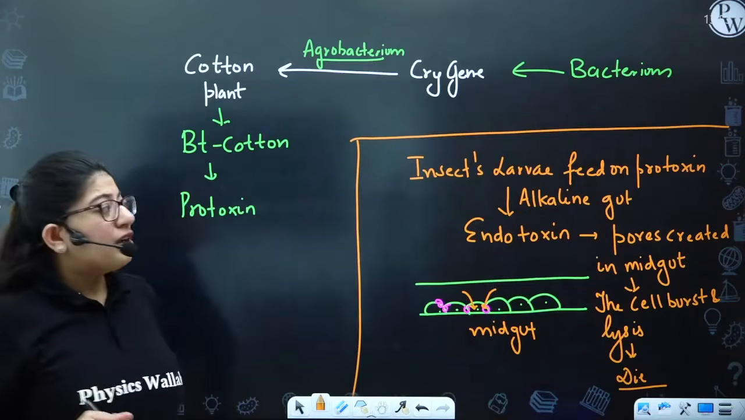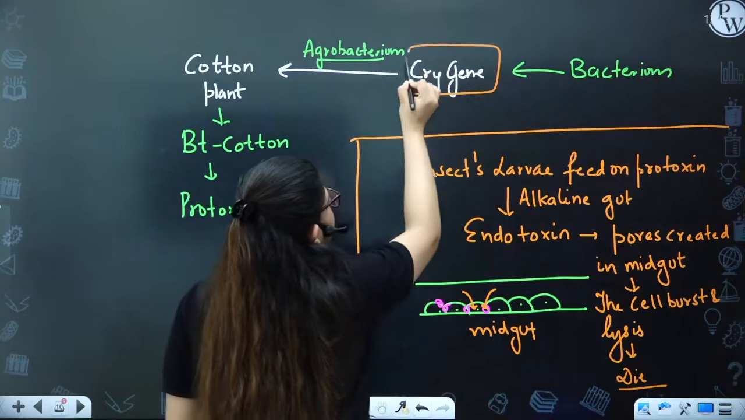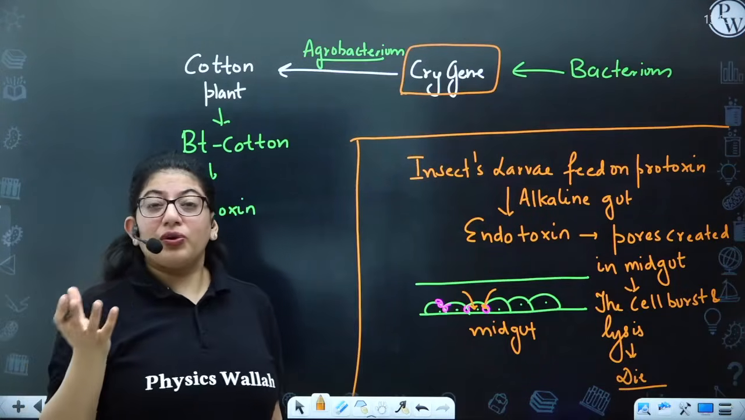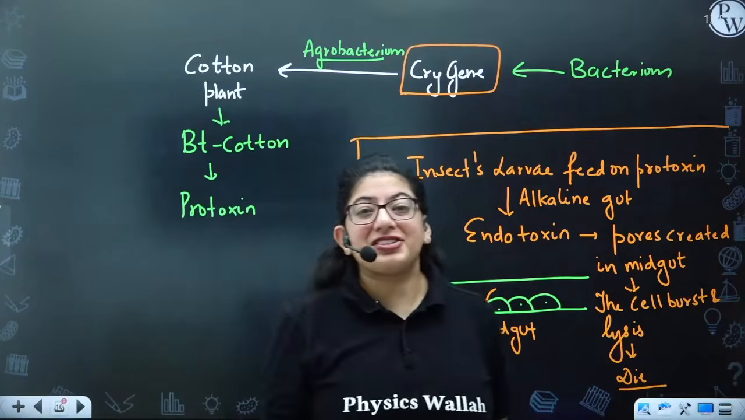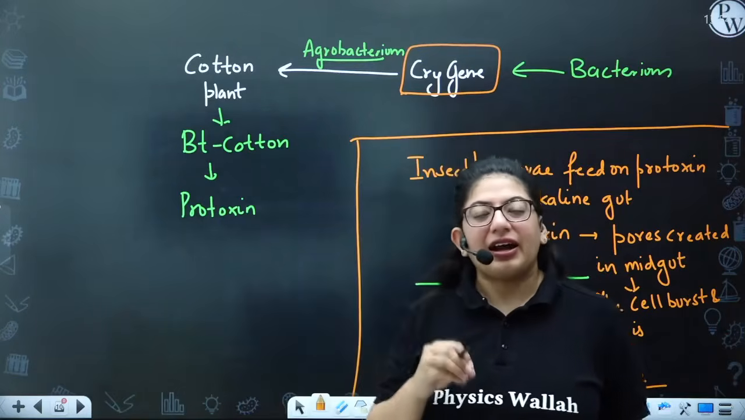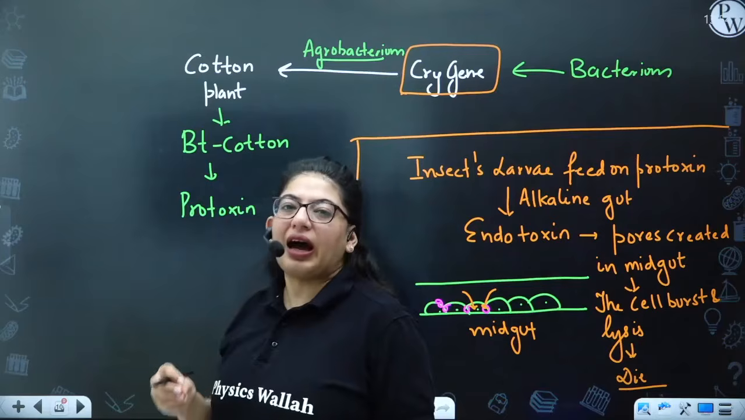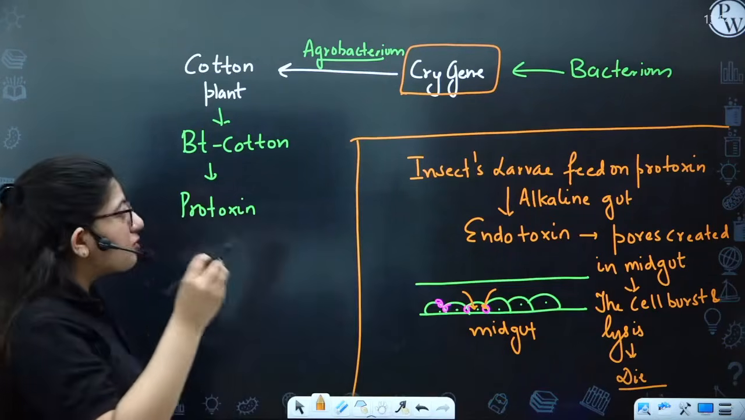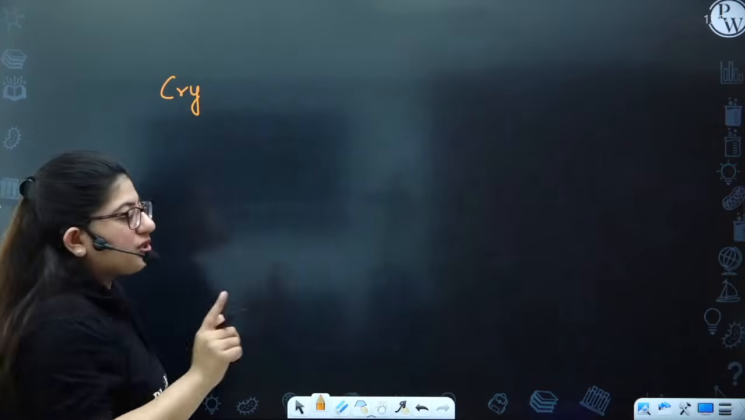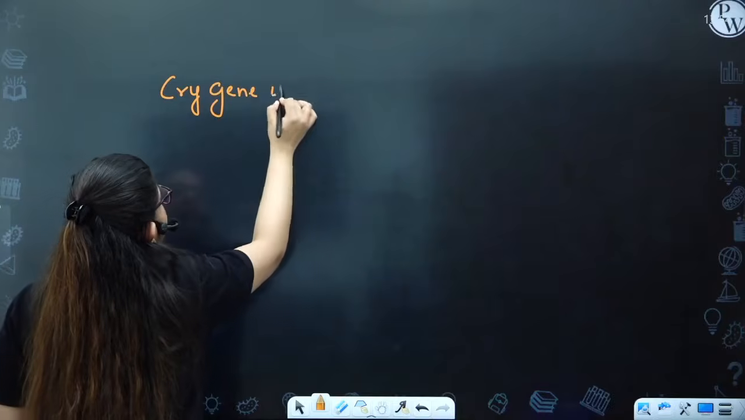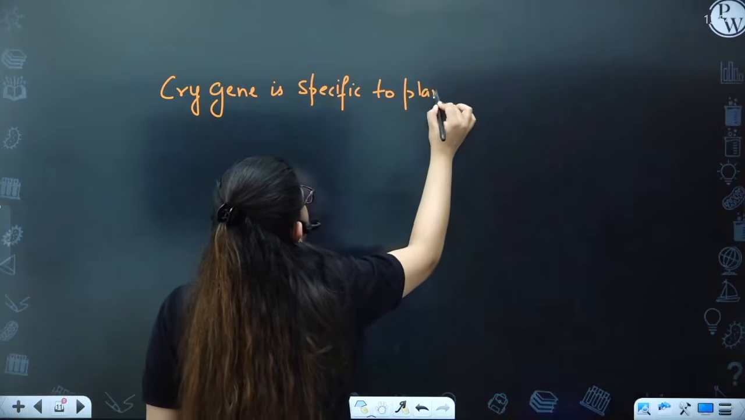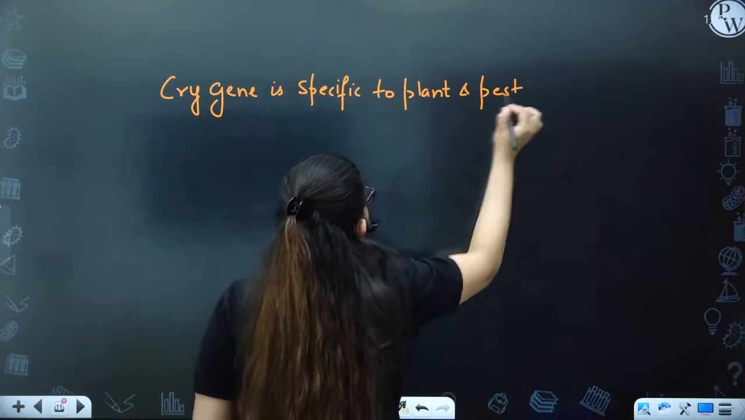So if we have this cry gene, can we use the cry gene for all the pests? Is it true? No, you cannot use the same cry gene for all the pests, because the cry gene's function is specific to the plant and specific to the pest. Okay, so the cry gene, you must write it, it's quite important. It's the part of this topic from where the question arises. Cry gene is specific to plant and pest.